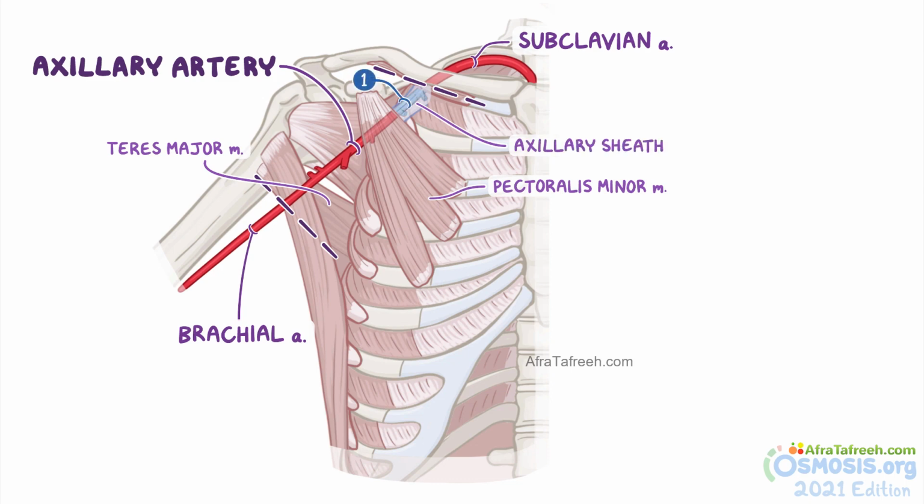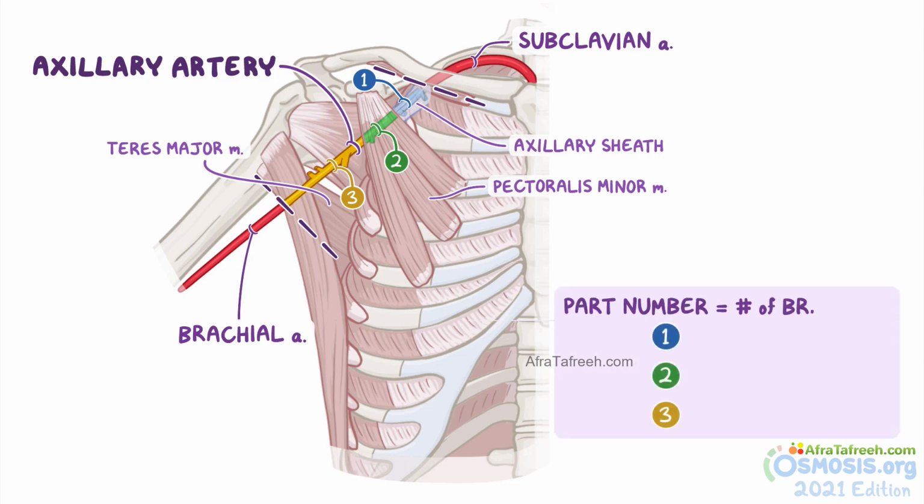The second part is posterior to the pectoralis minor, and the third part extends from the lateral border of the pectoralis minor to the inferior border of teres major. Each part of the axillary artery has a number of important branches. One memory trick is that the part number also tells you how many branches it has.